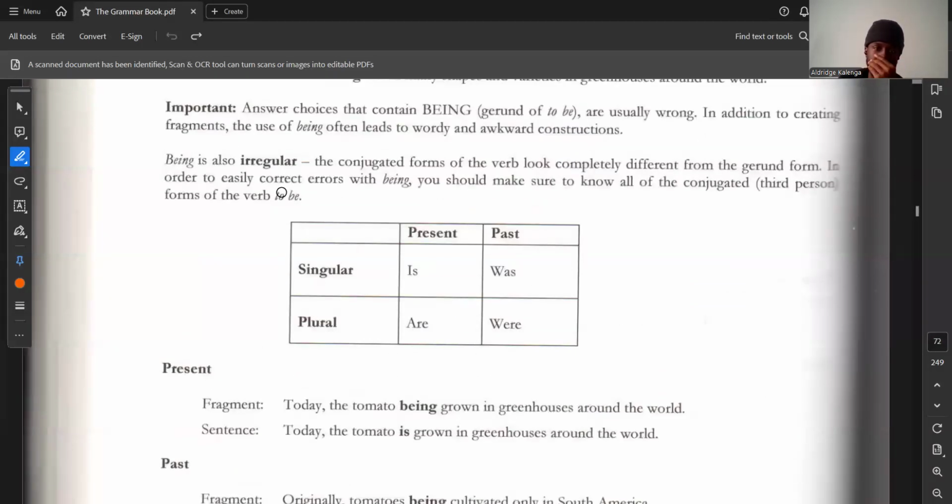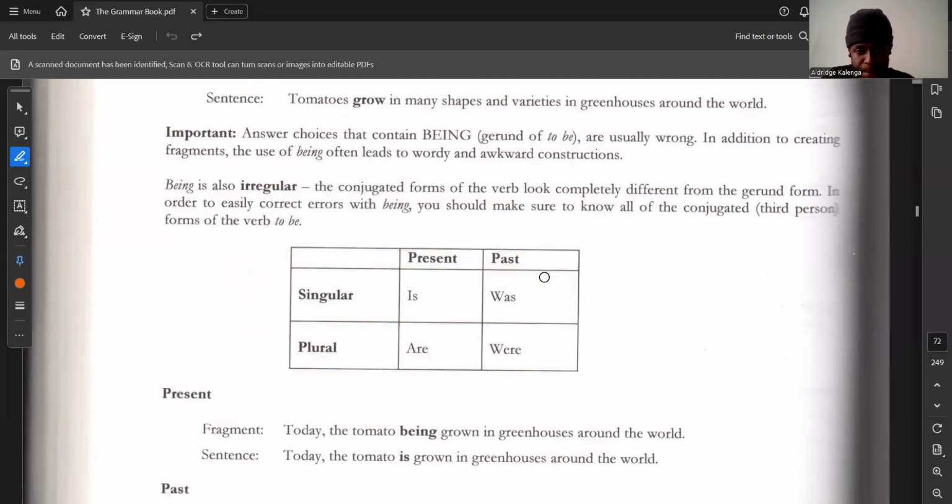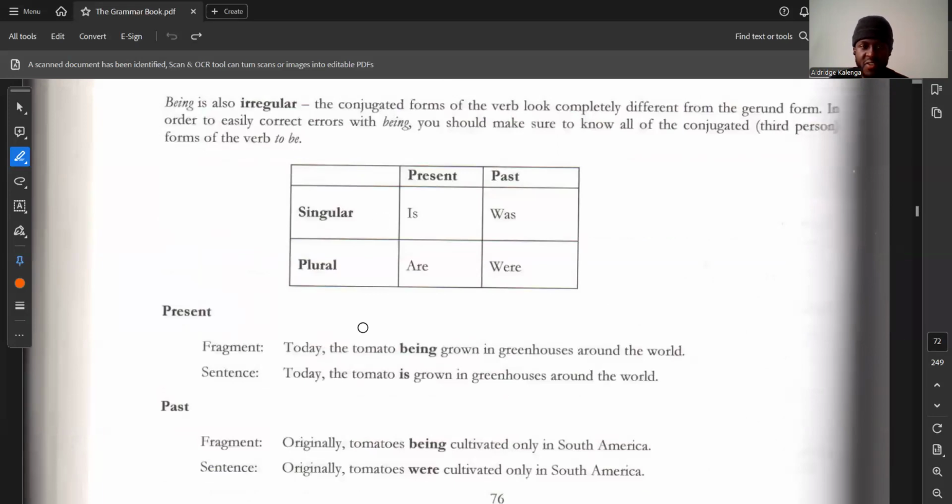So we have, you see, being. We're looking at irregular verbs here, right? So being has the ing, and usually it creates some awkward or wordy constructions. Like I said, sometimes having a fragment is necessary if you're trying to solve a comma splice. Okay, so here this just talks about irregular verbs.